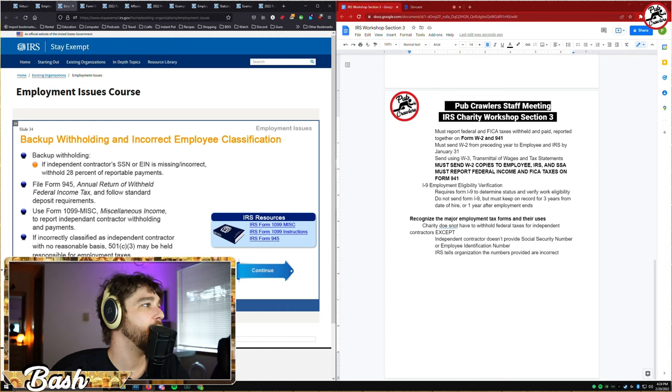All right, so backup withholding and incorrect employee classification. 20% is important. Backup withholding: if the independent contractor SSN or EIN is missing or incorrect, withhold 20% of reportable payments. File Form 945, the annual return of withheld federal income tax, and follow standard deposit requirements. Use Form 1099-MISC to report independent contractor withholding and payments. If incorrectly classified as an independent contractor with no reasonable basis, the 501c3 may be held responsible for employment taxes.